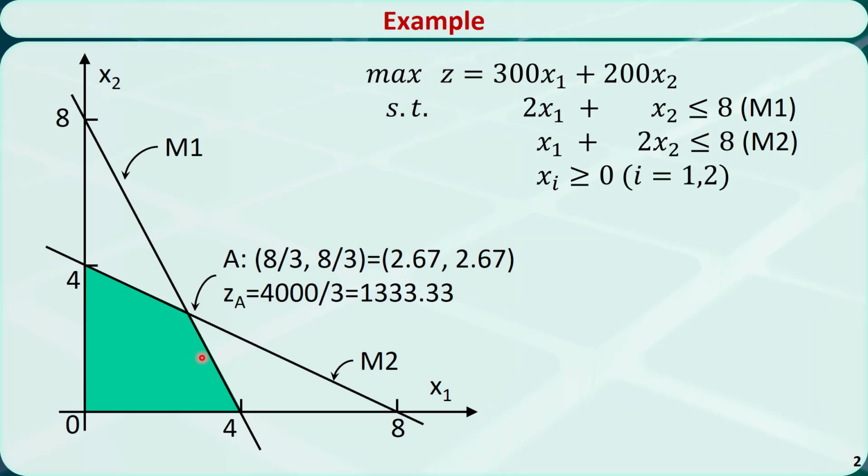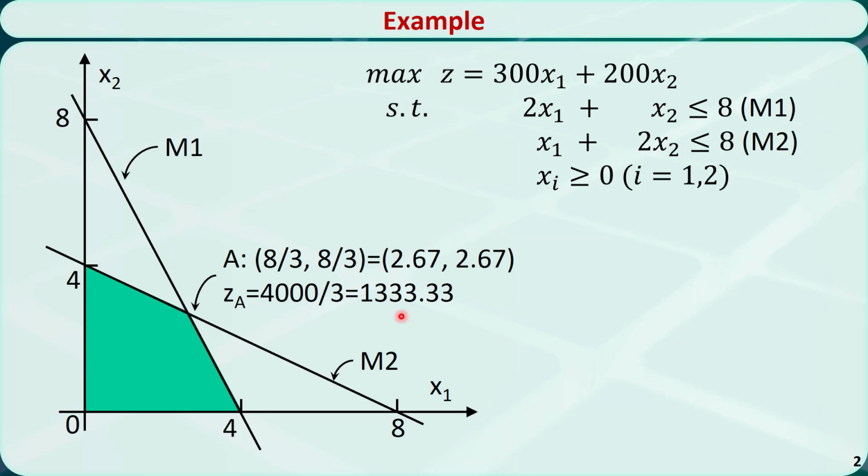This is a constraint M1. This is a constraint M2. The shaded area is the feasible region. This point A, 2.67, is the optimal point. The objective function z value at the point is 1333.33.